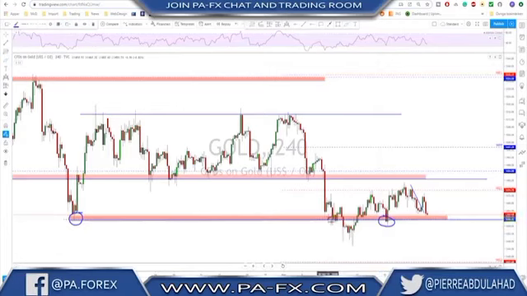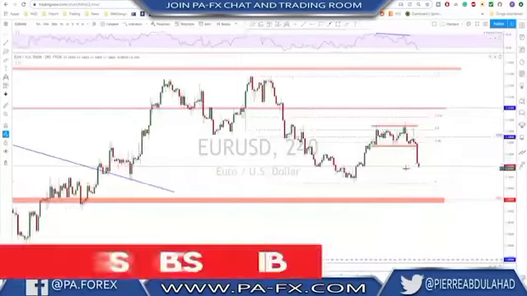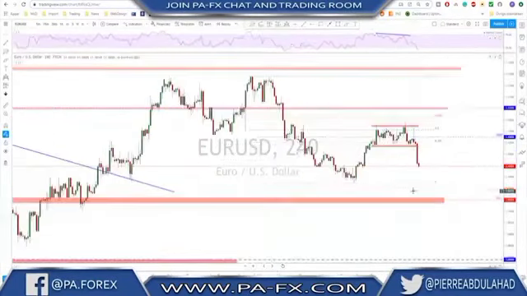This may act as possible support. For more downside, we need to see this structure broken to then look for a correction and continuation. So for gold and for more continuation to the downside, look for that break below for that continuation. So we've been talking about Euro USD and oil already.